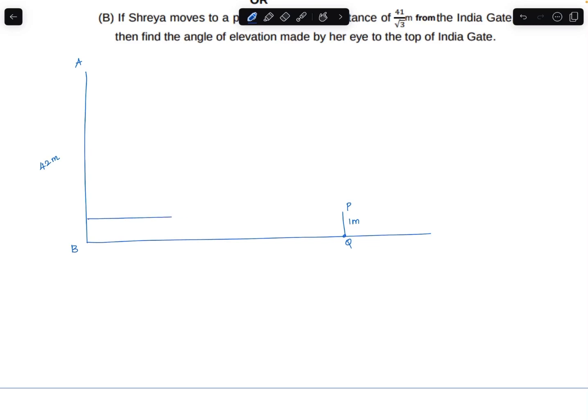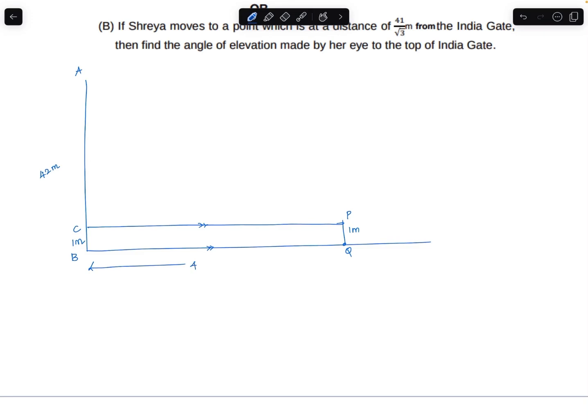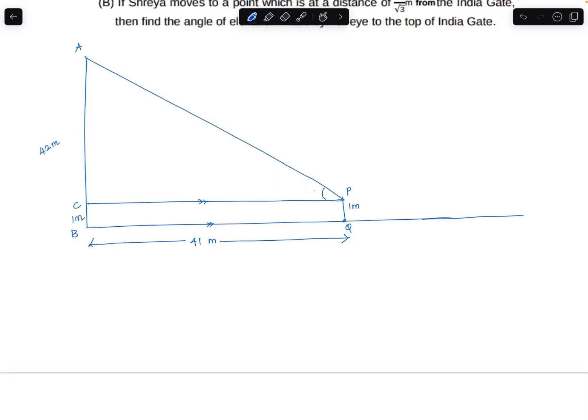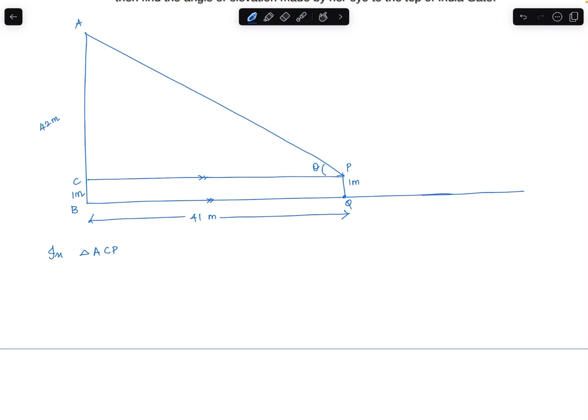So let's draw a line parallel to the ground level. CB is also 1 meter. Shreya is standing at a distance of 41 meter from the base of the India Gate. That is BQ is 41, CP is also 41. We have to figure out this angle theta. From A to C the distance is 41. Tan theta is equal to AC upon CP. Tan theta is equal to AC is 41 and CP is also 41. That is tan theta is 1, which means theta is 45 degree.